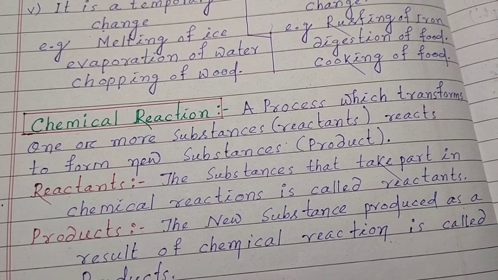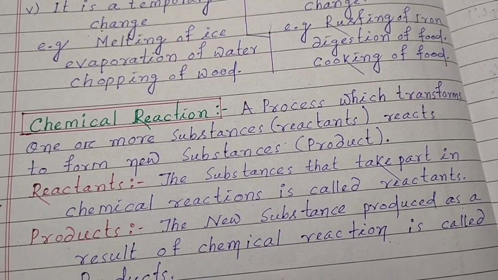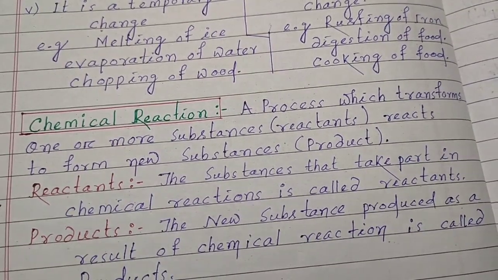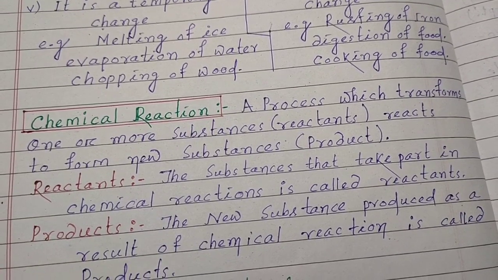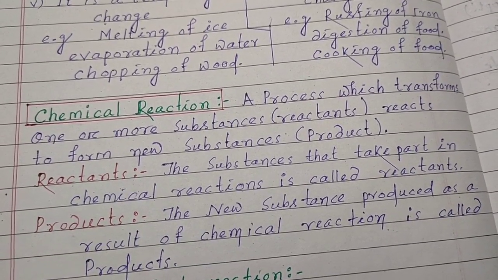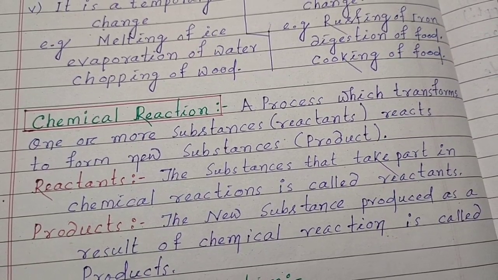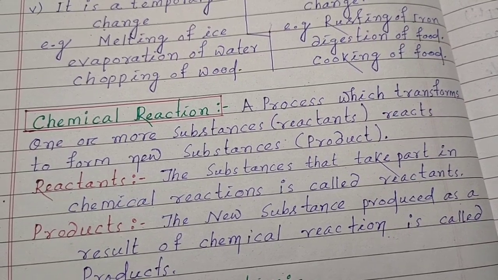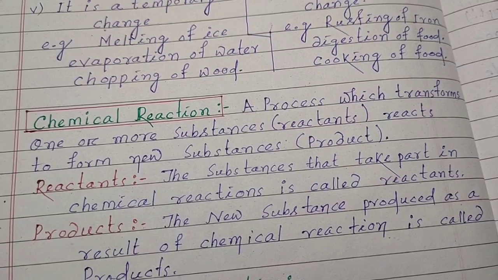So what is a reactant? The substance that takes part in a chemical reaction is known as a reactant. For example, suppose Mg plus O2, magnesium plus oxygen. So magnesium plus oxygen are reactants, because these substances take part in a chemical reaction. What is a product? The new substance produced as a result of a chemical reaction is called a product. For example, Mg plus O2 gives MgO. So MgO, magnesium oxide, is a product.